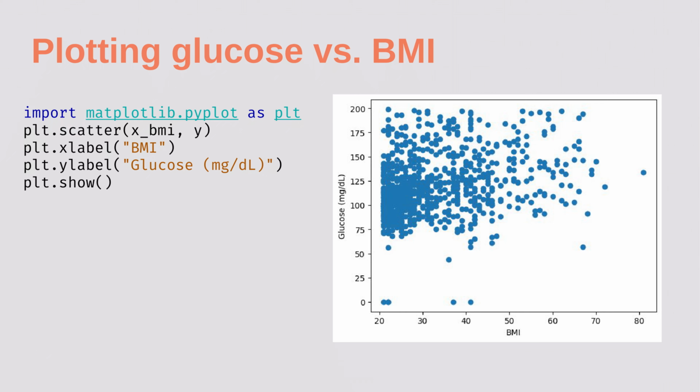Now let's visualize the relationship between BMI and blood glucose levels. We'll start by importing matplotlib.pyplot as plot, and then create a scatter plot by passing x_BMI and y to plot.scatter. To make the plot easier to read, we'll add labels to the axis using plot.xlabel and plot.ylabel functions. Looking at the plot, we can see a general trend. As BMI increases, blood glucose levels tend to rise as well.